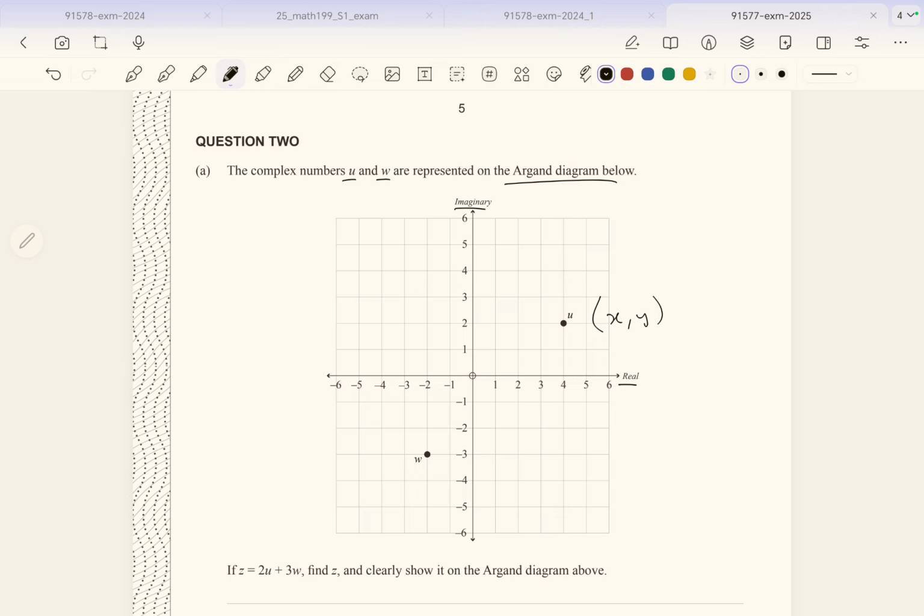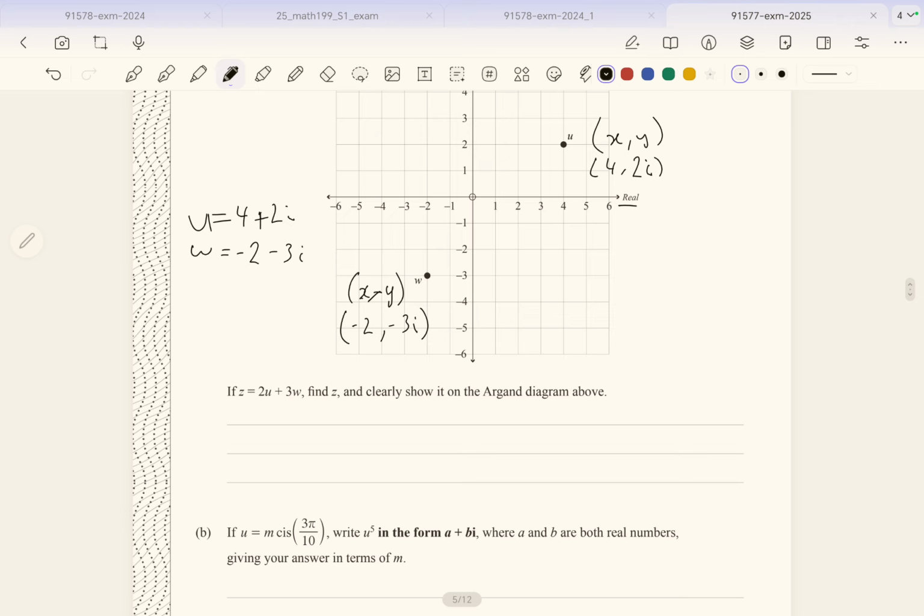For u, we can see that x is at 4 and y is at 2. But when we do imaginary, we have to also include i. Therefore, u is at 4 plus 2i. And for w, again, it's the same thing. x, y. So w is at -2 and y is at -3i. So w is -2 minus 3i.